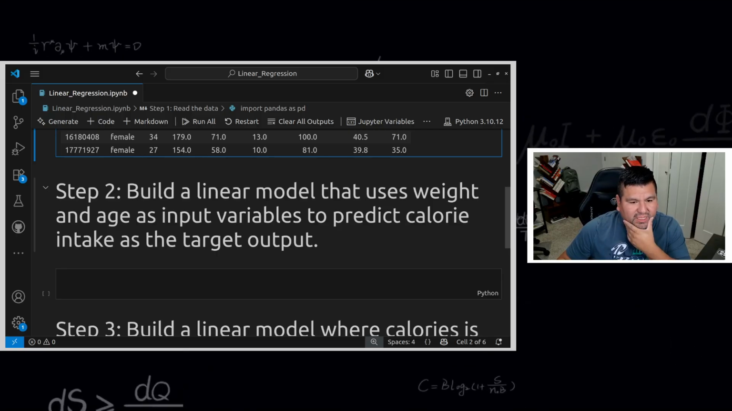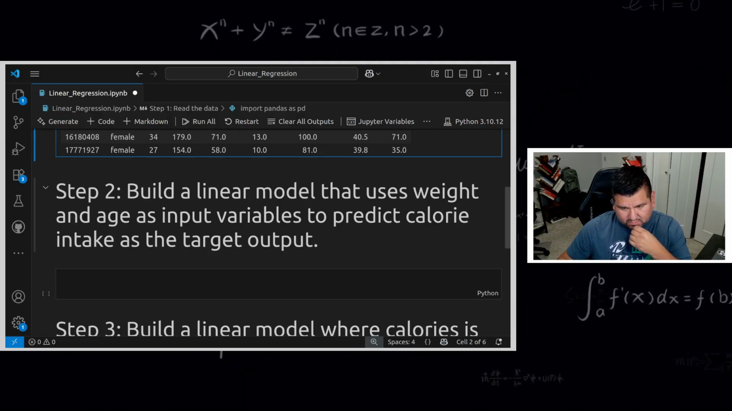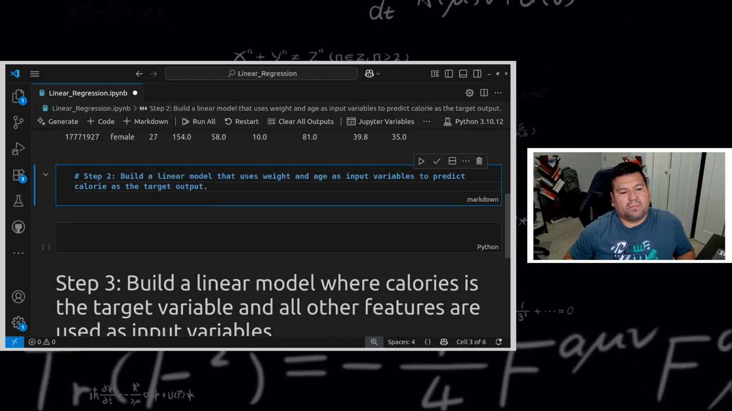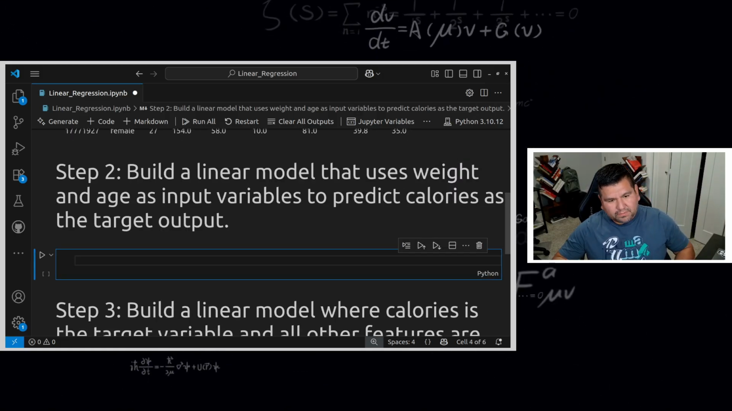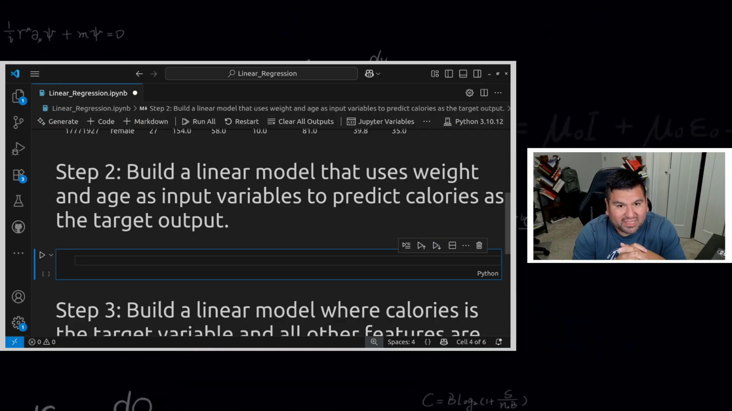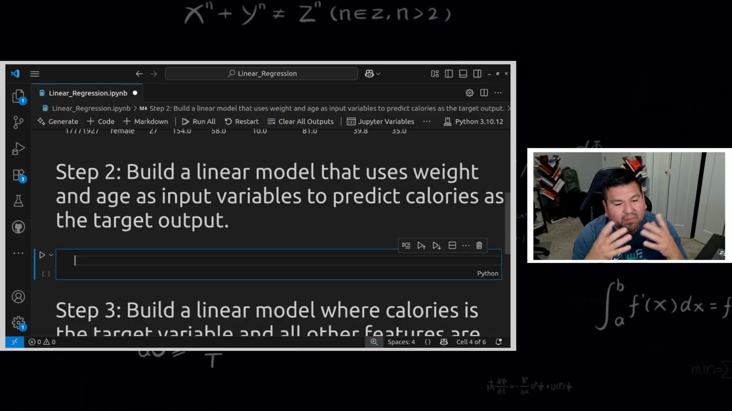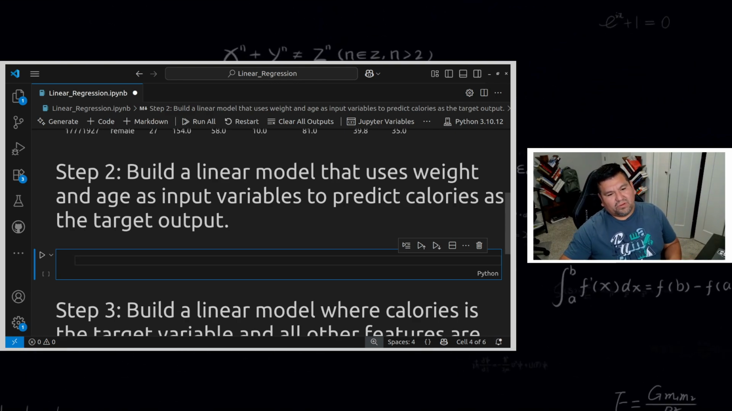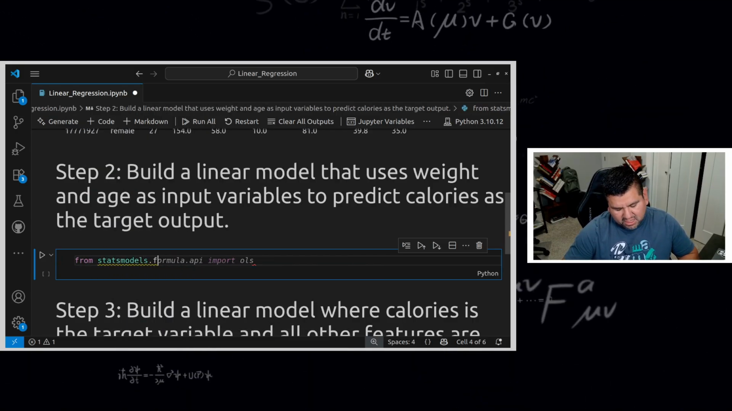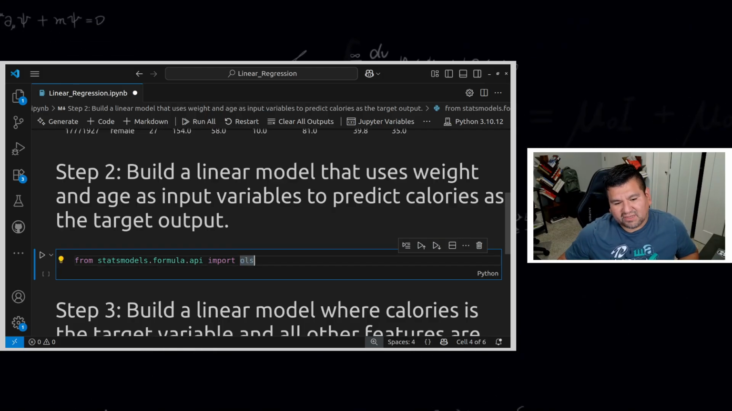First we're going to start with something very simple. We're going to build a linear model, and we're only going to use weight and age as the input variables to predict calories, okay? It's not calorie intake, it's calories burned. For that, in this tutorial, I'm going to use one of the libraries called statsmodels formula, so that you can get to see more details about the parameters, more information associated with those parameters. The statsmodels formula library is one of those that provides that type of information. So let's start by loading that from statsmodels.formula.api. And the function that we're going to use is called OLS, and OLS stands for ordinary least squares.